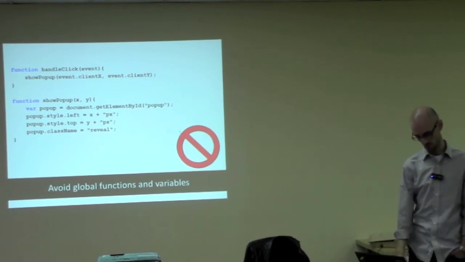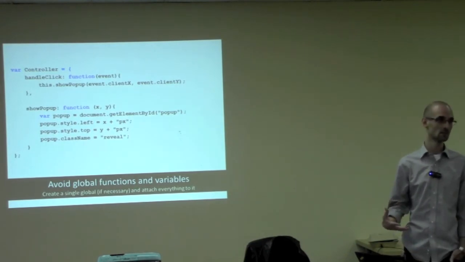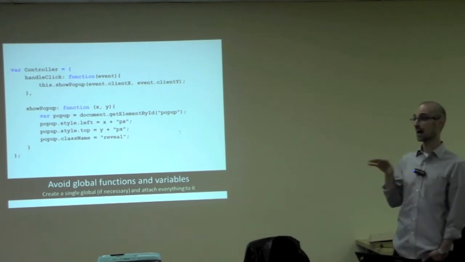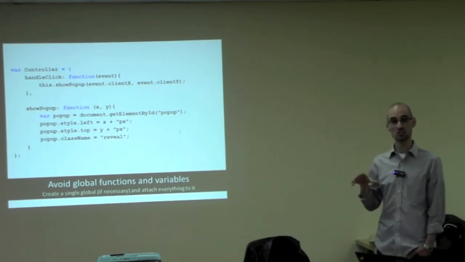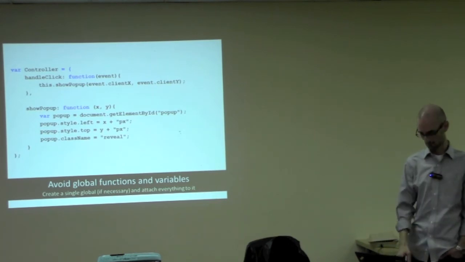So globals, no. Always attach them to some sort of top-level object. You can take the hit for one object. At Yahoo, we had the YAHOO top-level object. You just attach everything onto that. And you keep the global scope from getting polluted.